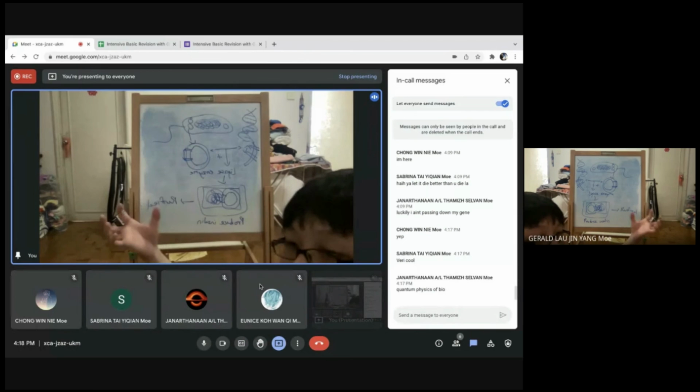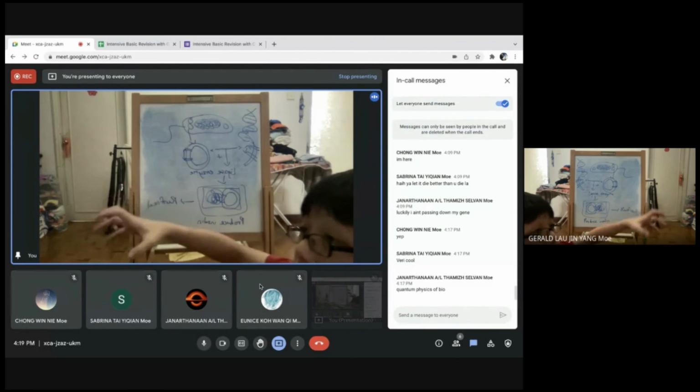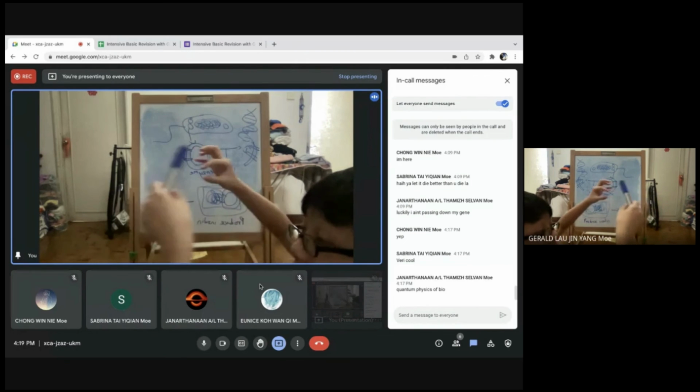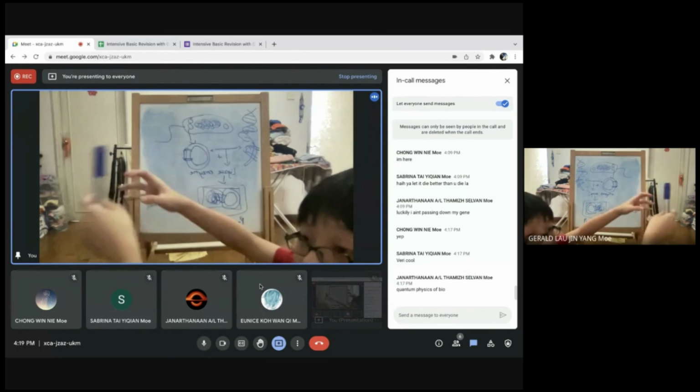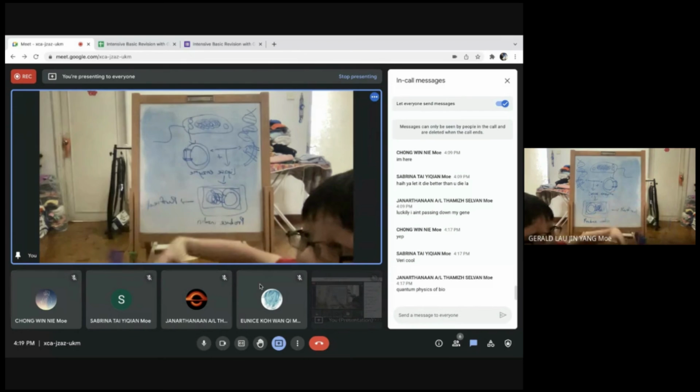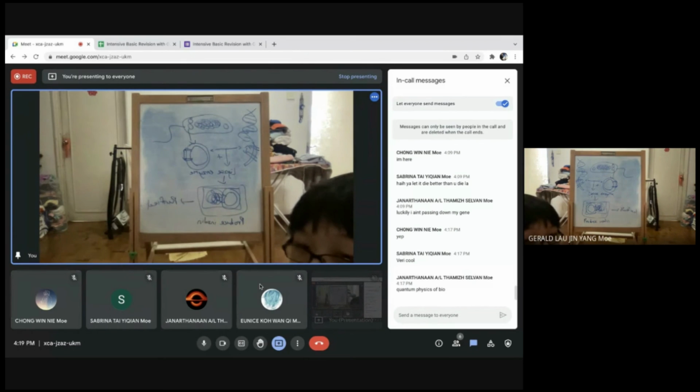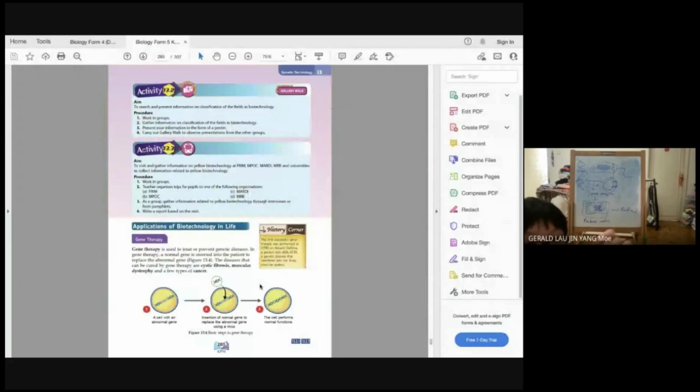Okay, so like COVID-19, it will infect your cell, and then to produce the necessary material, it will insert the genetic material so that your body cells can replicate the COVID-19 virus. Understand? And this is how you get infected. Okay, this is how you fall sick due to COVID-19. Okay, so the cell performs normal function.